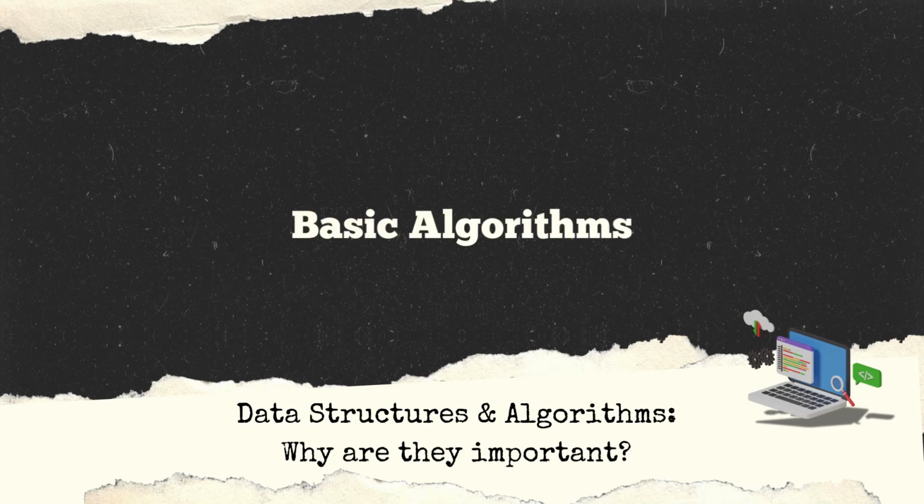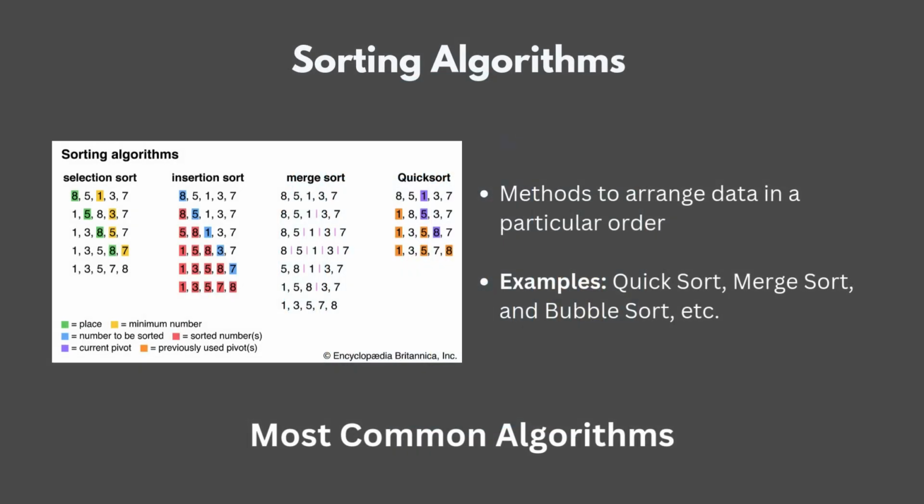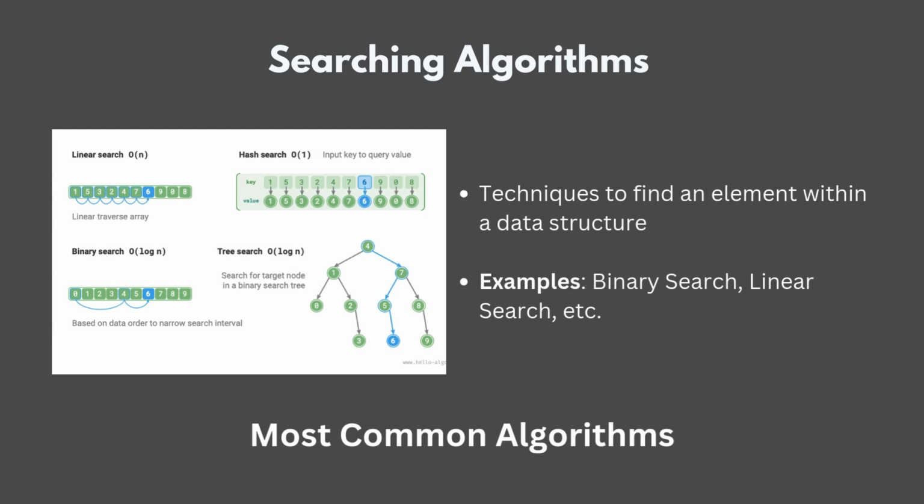Basic algorithms. Some of the most commonly used algorithms include sorting algorithms, methods to arrange data in a particular order. Examples include quicksort, merge sort, and bubble sort. Searching algorithms, techniques to find an element within a data structure. Examples include binary search and linear search.